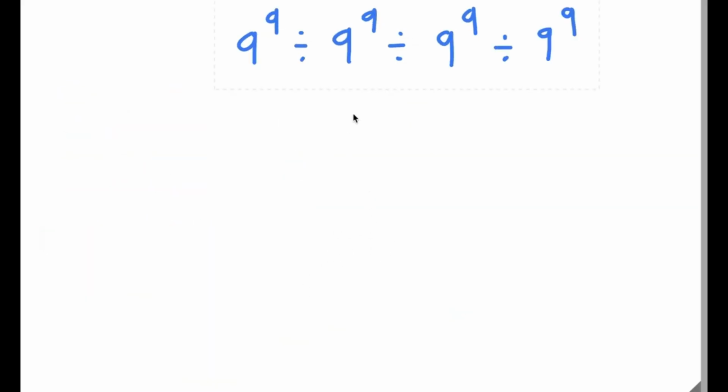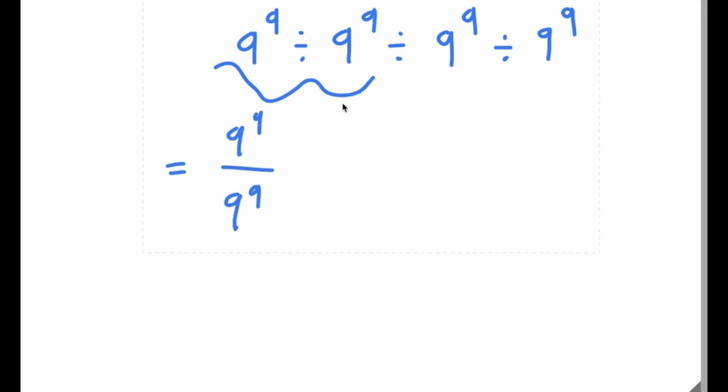Alright, so in this problem, I have 9 to the power of 9 divided by 9 to the power of 9 divided by 9 to the power of 9 divided by 9 to the power of 9. So what I'm first going to do is simplify this in parts. So let's first simplify 9 to the power of 9 divided by 9 to the power of 9. Well, that's simply just 9 to the power of 9 over 9 to the power of 9. So I have this divided by 9 to the power of 9 divided by 9 to the power of 9.